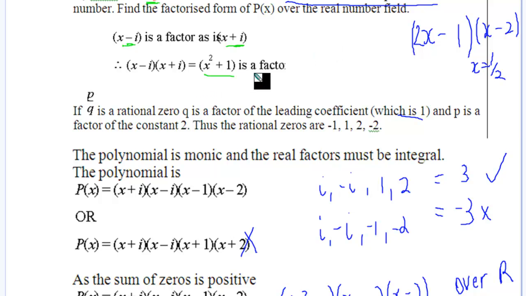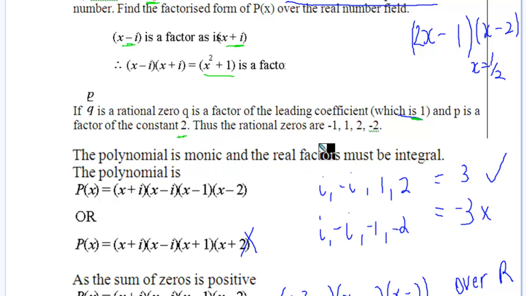So we have to come up with the other roots from what we've got. Because it's integer coefficients, our constant's 2, so the roots have got to multiply to give us 2. The sum of the zeros is a positive real number, and i plus minus i will cancel each other out, so the other ones sum to a positive real number. We keep that in mind. If p/q is a rational zero, q is a factor of the leading coefficient, which is 1, so q must be 1. So p is a factor of the constant 2.